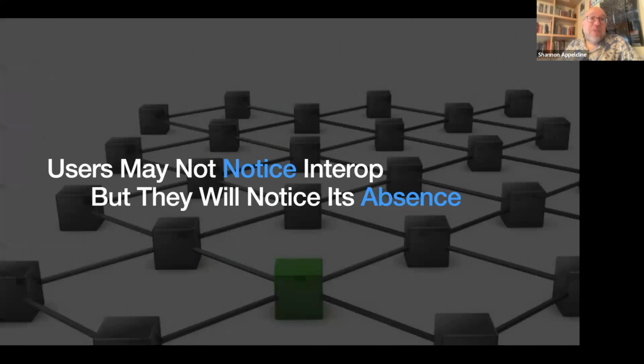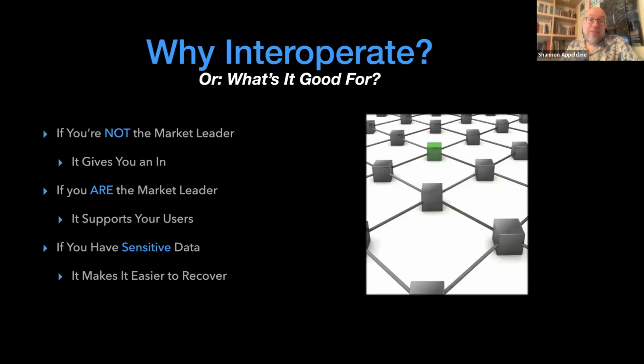And I think this is one of the biggest lessons that we've learned along the way, which is that interop can be really invisible, but without it, things just don't work. And users may not notice it's there, but they notice if it's not there. Okay, so why should you interoperate if you're an ecosystem? If you're not the market leader, we feel like it's pretty obvious. It gives you an in, it gives you a way into a market. But we hope the people that are the market leaders are going to be interoperating too, because it's beneficial for their users. And it's also beneficial for their data because it makes it possible to recover it.